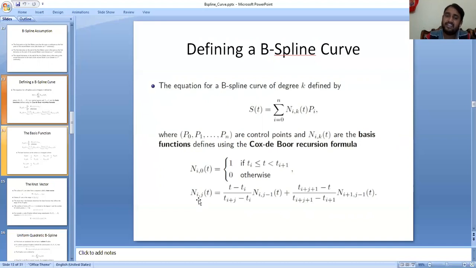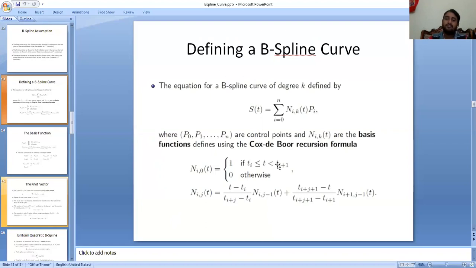Else, if N_{i,j} where j is not equal to 0, then we have some formula. This is a somewhat complex formula, with terms like t minus t_i and t_{i+j} minus t_i. I will define it later. So this is what N_{i,j}(t) is.